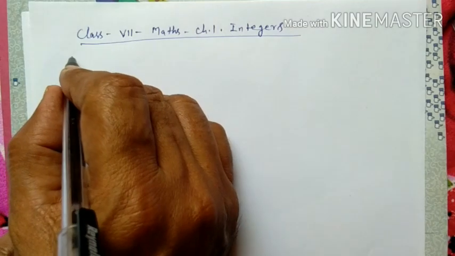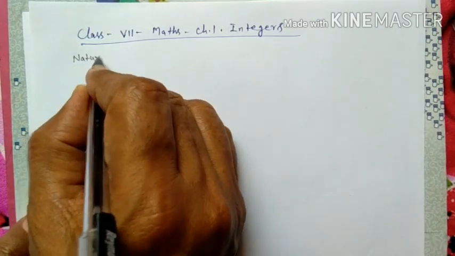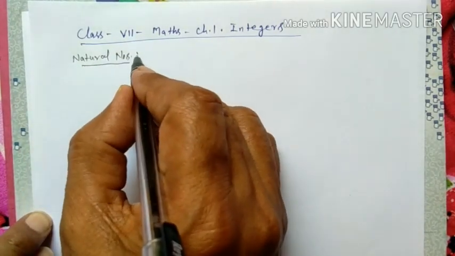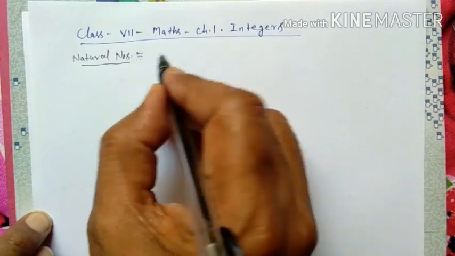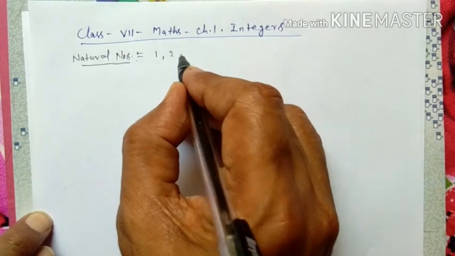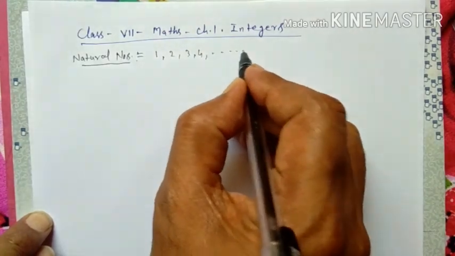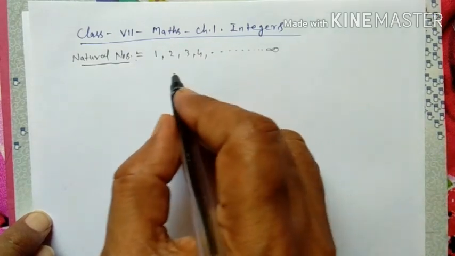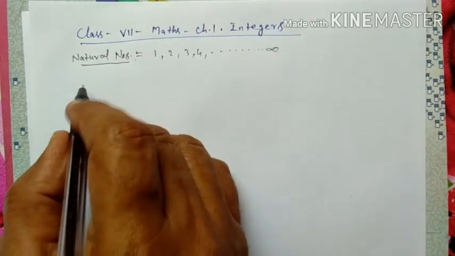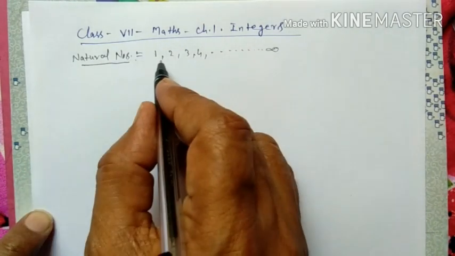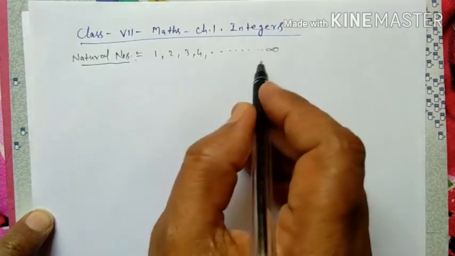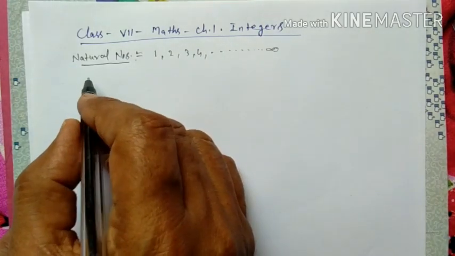Today we will study the first chapter, integers, in class 7 mathematics. First of all, we start with natural numbers. Natural numbers are counting numbers starting from 1: 1, 2, 3, 4, up to infinity. The smallest natural number is 1 and the greatest natural number is not defined. And when we include 0 in these numbers, the combination becomes whole numbers.